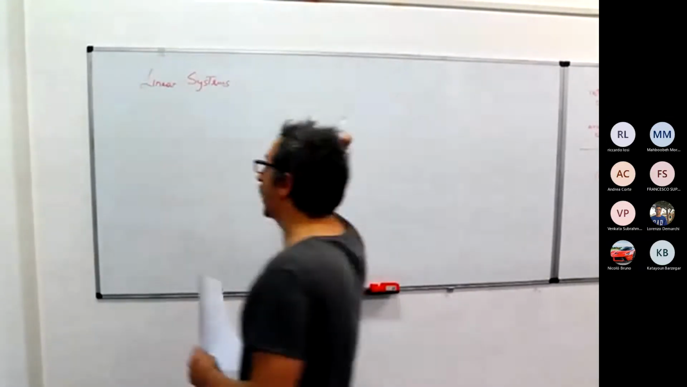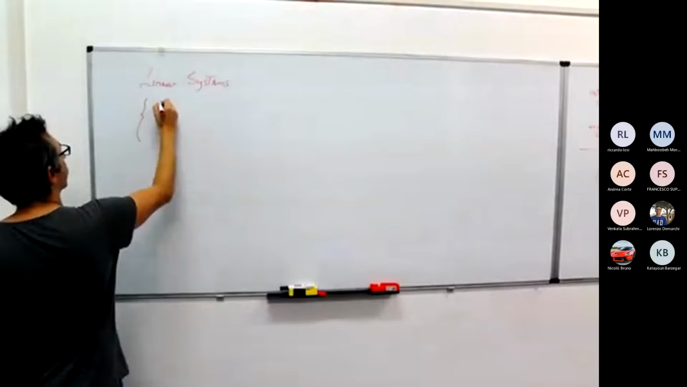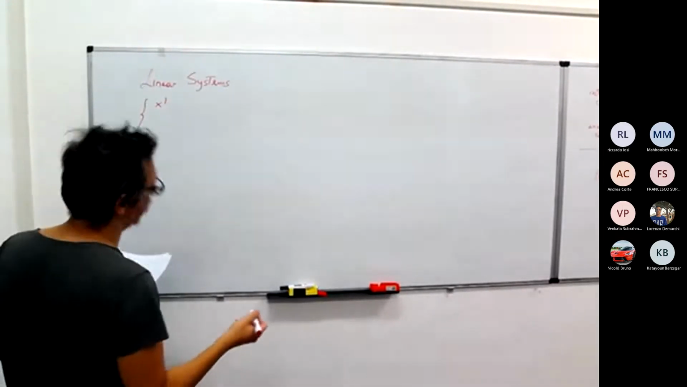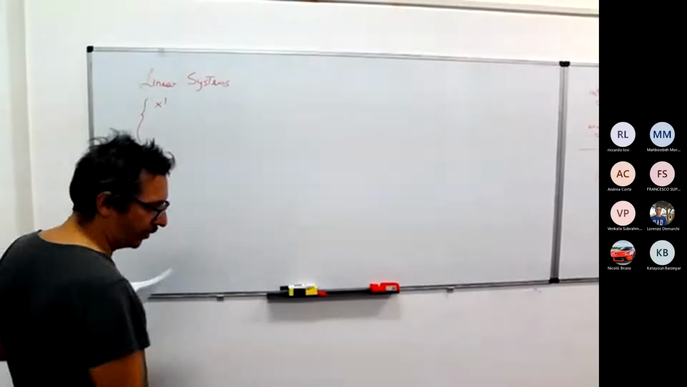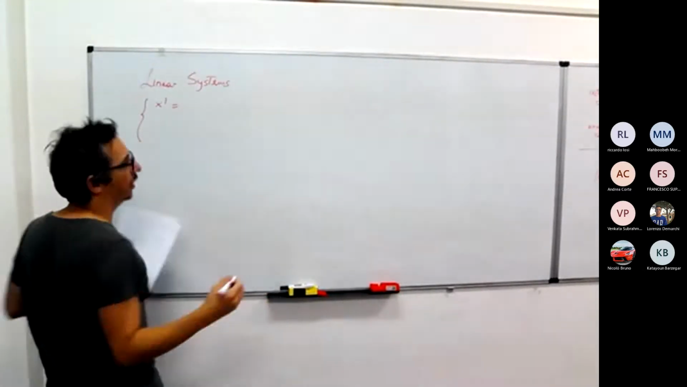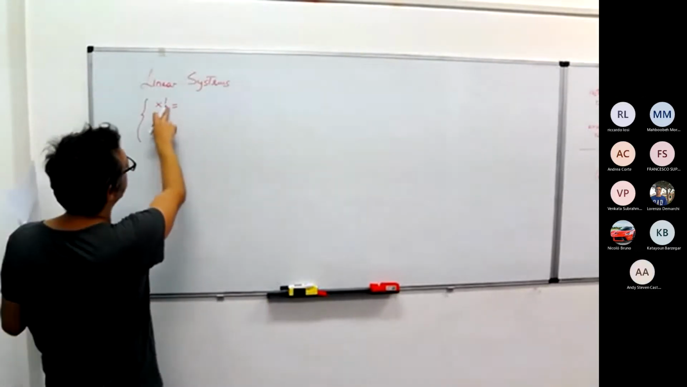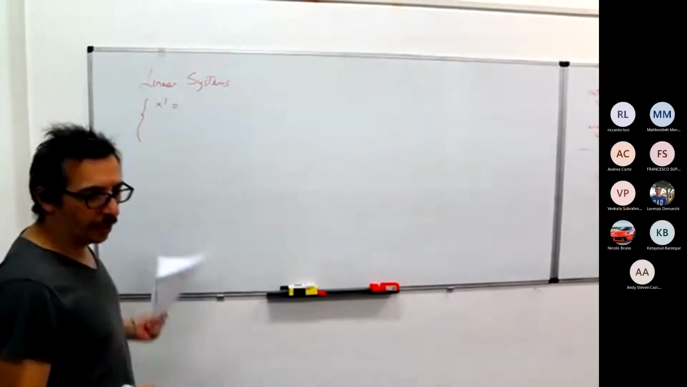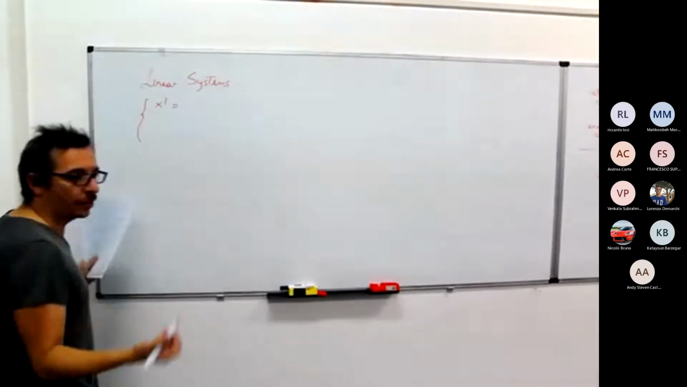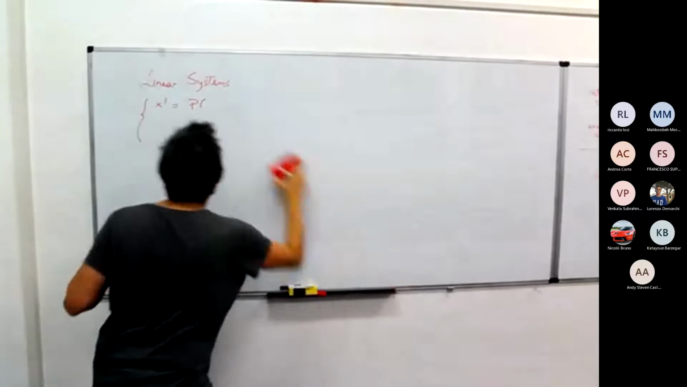So a linear system, let me remind you, is a system that can be written this way. We're considering two-dimensional linear systems. So two ODEs, two state variables. These are autonomous systems. So this means that this prime is a derivative with respect to an independent variable that we assume to be t. But then the right-hand side does not depend on t.